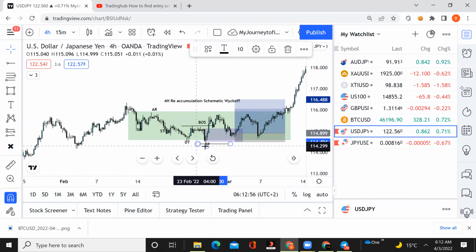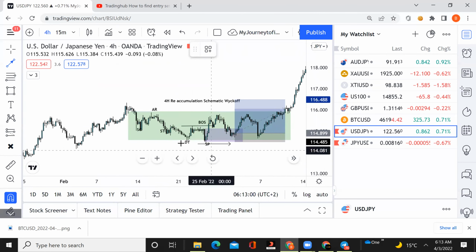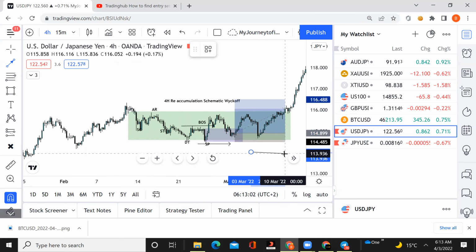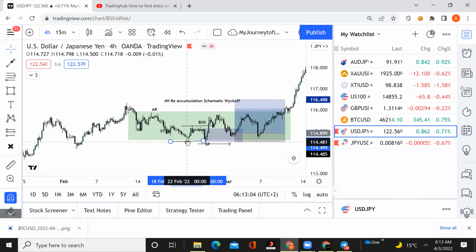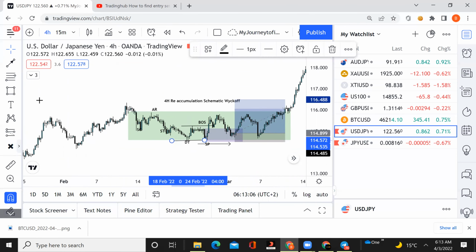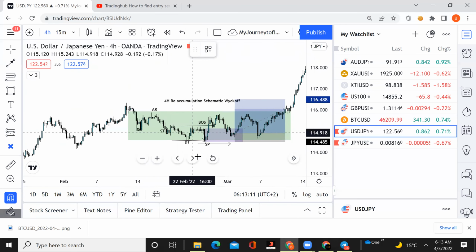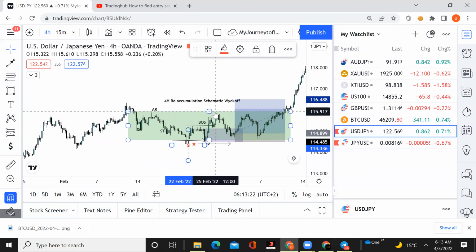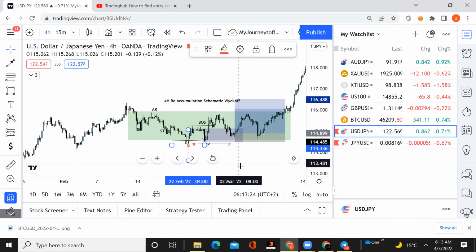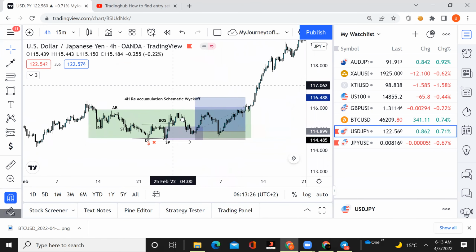We broke structure just below there, taking out the liquidity, because you must remember below these lows we've got liquidity. Right there, we took out that liquidity. The liquidity has been taken below that previous low. We broke structure to the upside. We retraced to the order block. We took our entry. We got our RR.